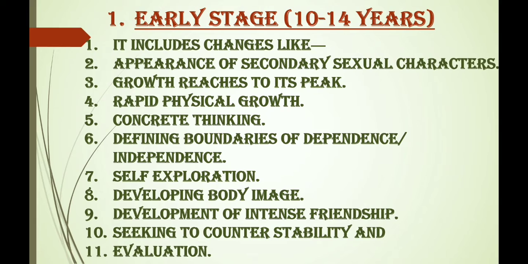For example, in males we have development of mustaches, beard, deepening of voice, etc. These are the external appearances which give a male a male-like appearance. In the same way, in females, the appearance will be considered as secondary sexual characters. Then it includes growth, which reaches its peak. There will be a rapid physical growth.